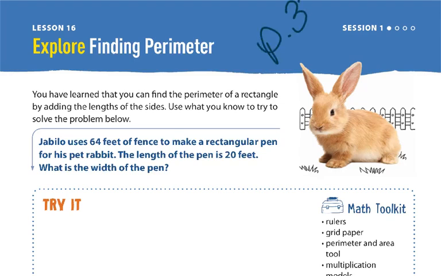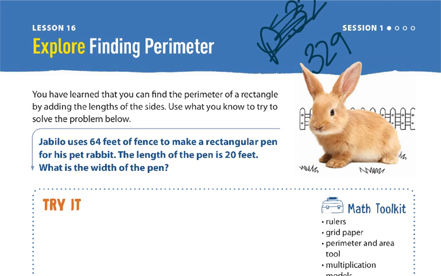Okay, page 329. Let's read. Jabilo uses 64 feet of fence to make a rectangular pen for his pet rabbit.